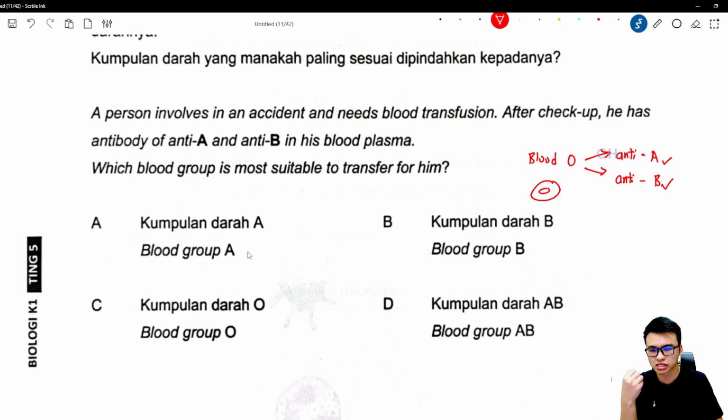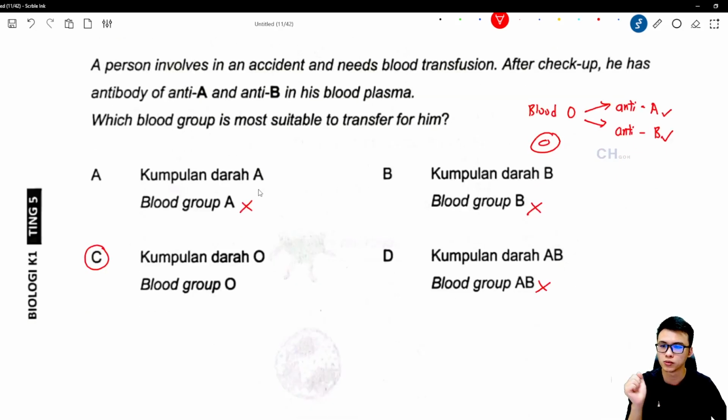So the answer A, wrong, B, wrong, AB, wrong. So the answer here should be C, blood group O. Only the blood group O person can receive the blood from a blood group O person. So O to O.